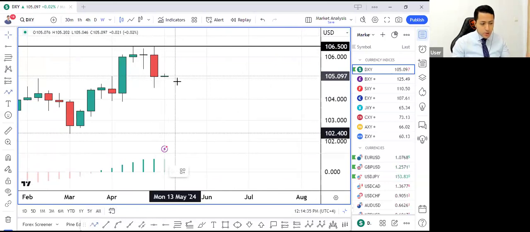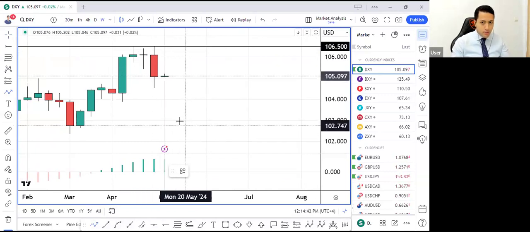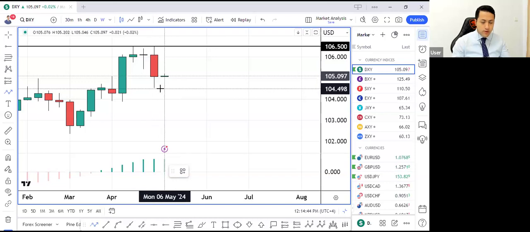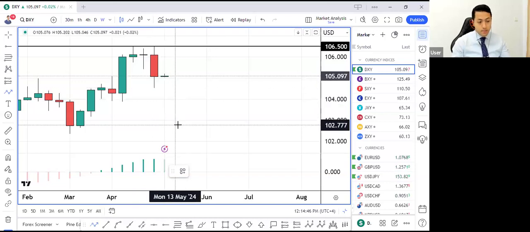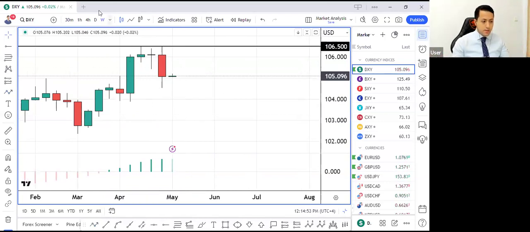What I'm expecting to see, or most probably will happen, is a move higher to form the high of the weekly candle and then move lower, break the low of the previous candle, and print a bearish candle on the weekly time frame. So my bias on the dollar index on the weekly time frame is bearish.